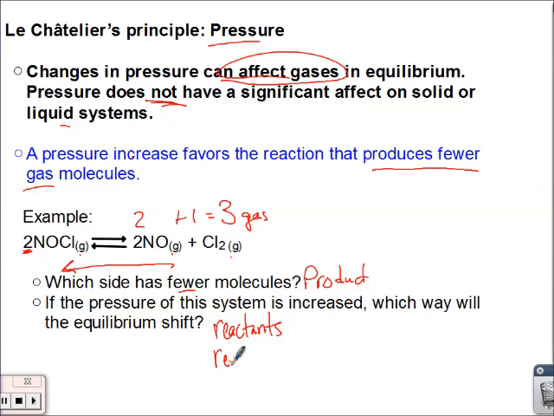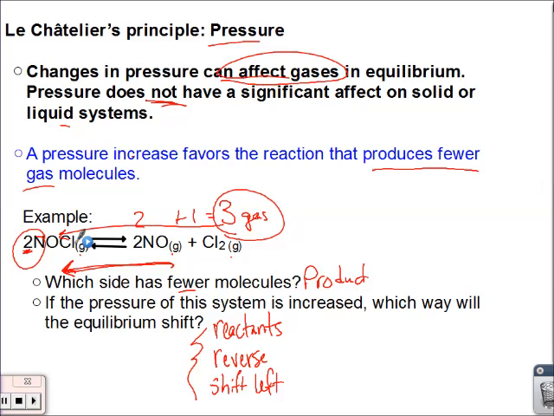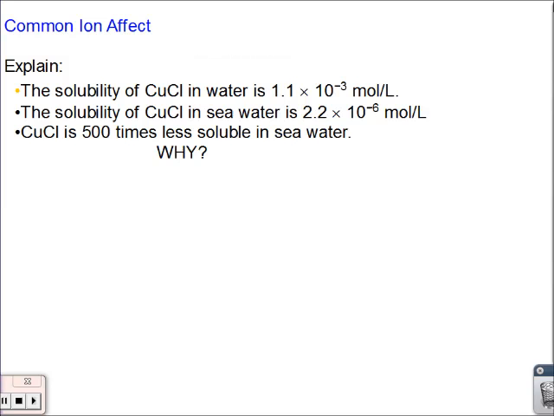I might also say the reverse. Or I could say I'm going to shift left. All 3 of those are equivalent ways of saying that I'm going this direction, the direction the arrow is going. Because I have 3 gas on this side and 2 gas on this side, I'm trying to go from 3 to 2. Okay, so remember that pressure changes go towards whichever side has fewer gas. We'll talk about reviewing that.